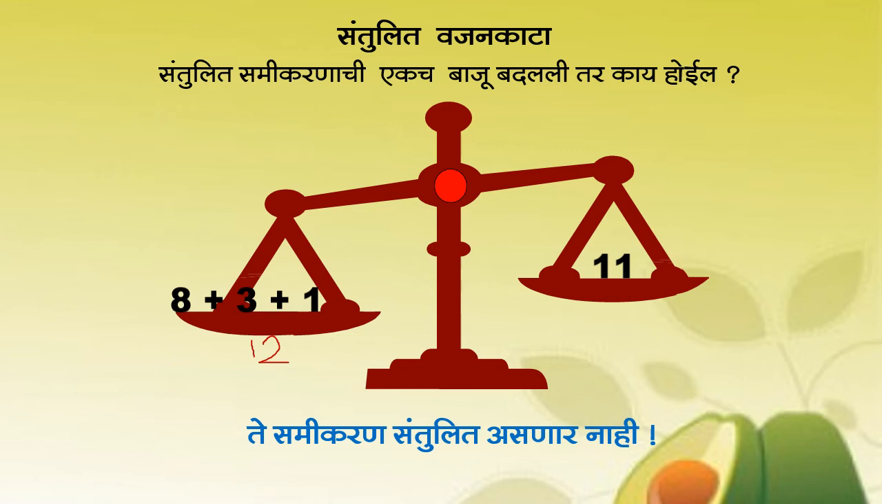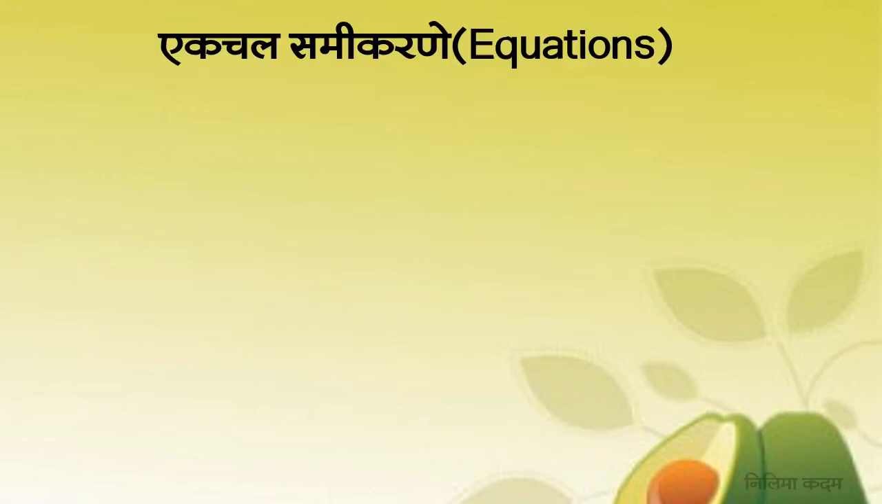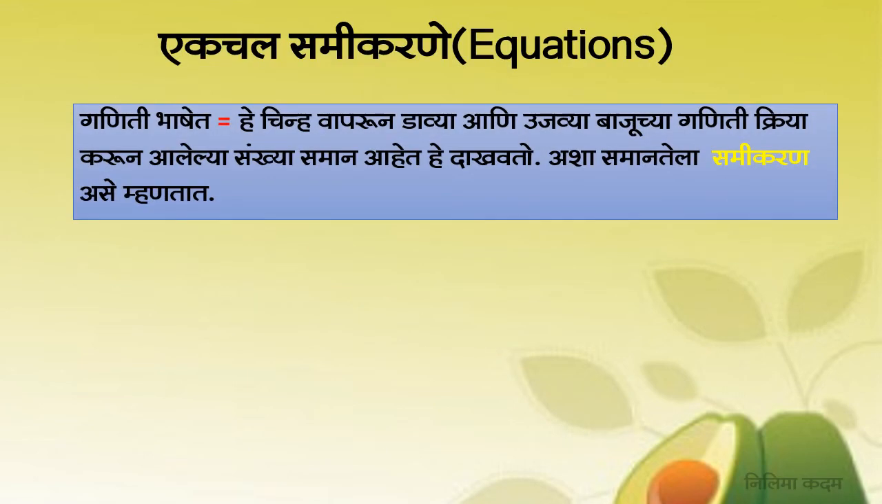And therefore we have to perform the same operations on both sides of an equation, and therefore we can say that an equation is also like a balance scale. So what is an equation? So गणिती भाषेत बरोबर हे चिन्ह वापरून डाव्या आणि उजव्या बाजूच्या गणिती क्रिया करून आलेल्या संख्या समान आहेत हे आपण दाखवतो. अशा समानतेला समीकरण असे म्हणतात.